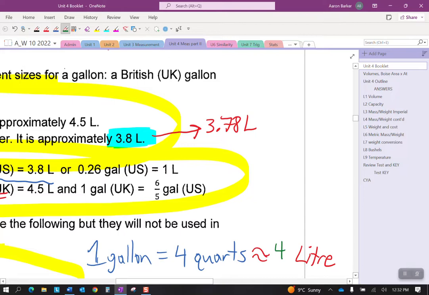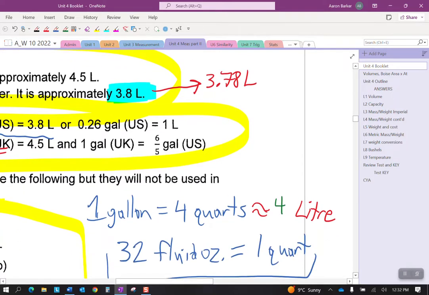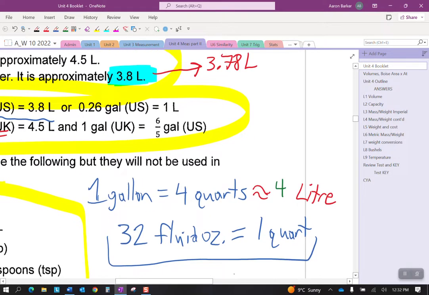The other one that we're going to use is this one. There's 32 fluid ounces in 1 quart. Okay, 32 fluid ounces in 1 quart. You will have to use that. Okay. So we're going to review how to use these conversion factors in 1 second, as soon as you got these written down.